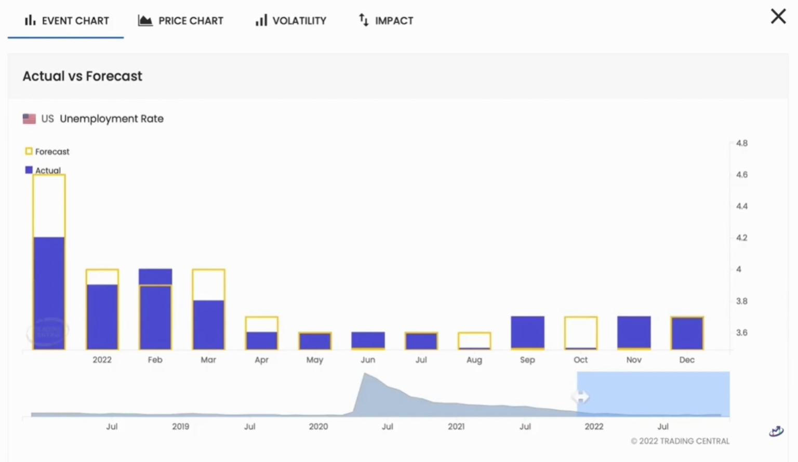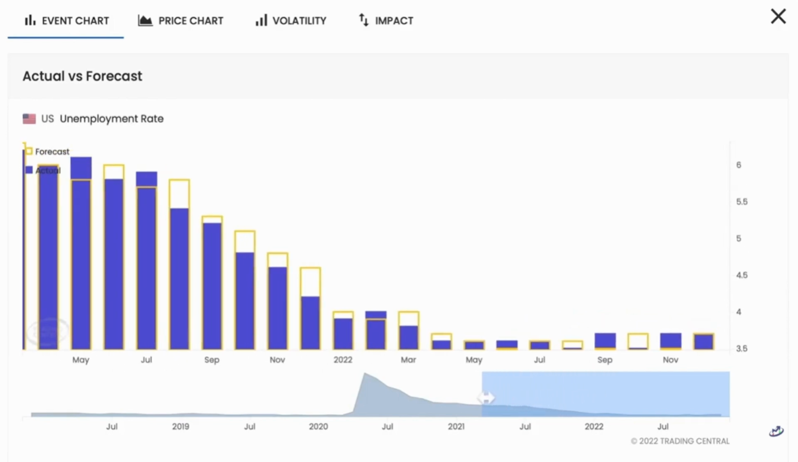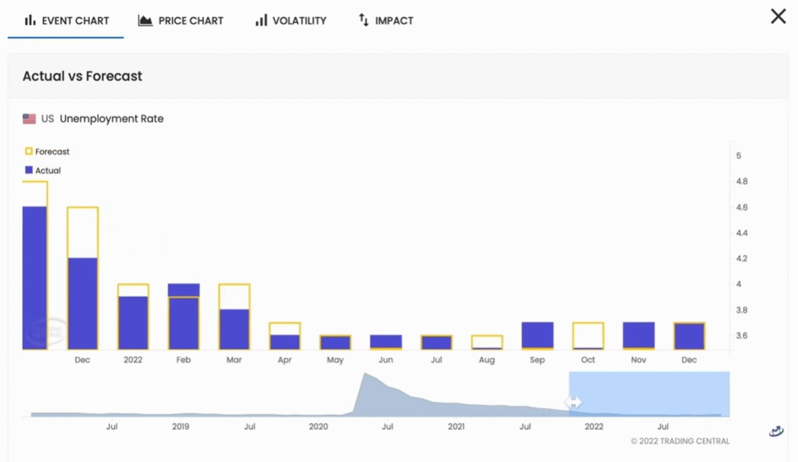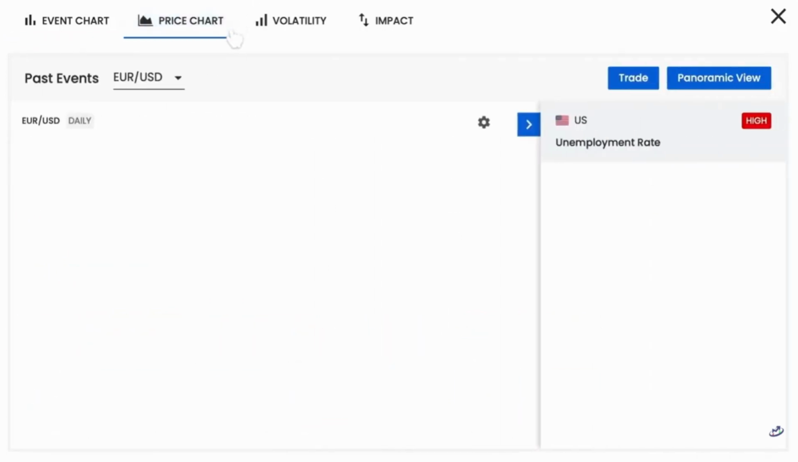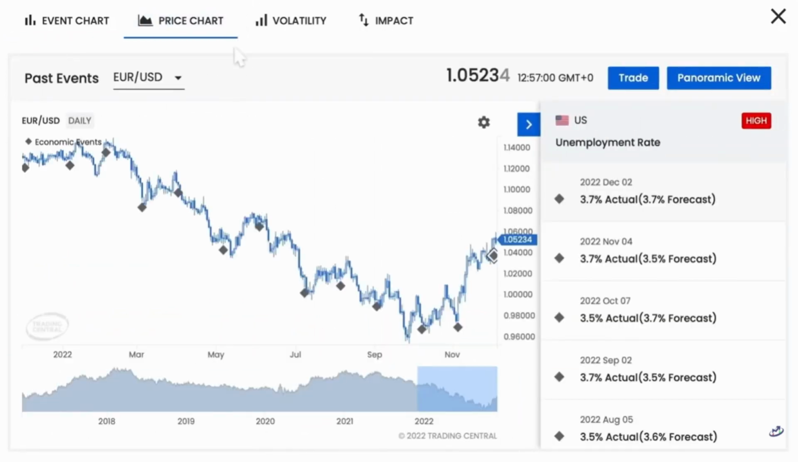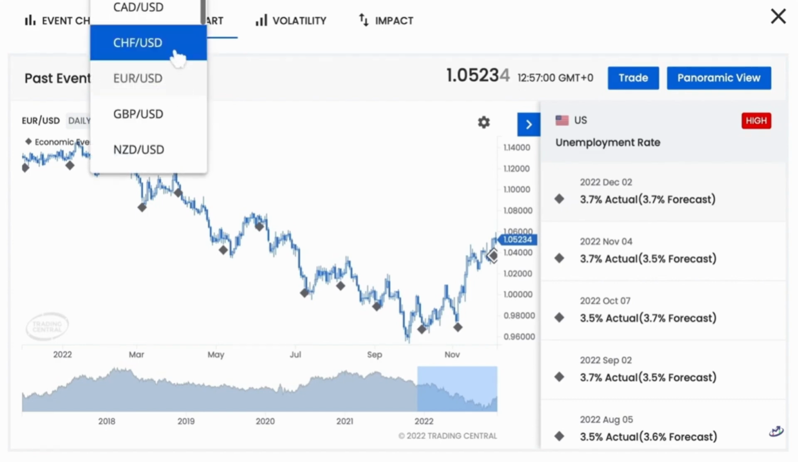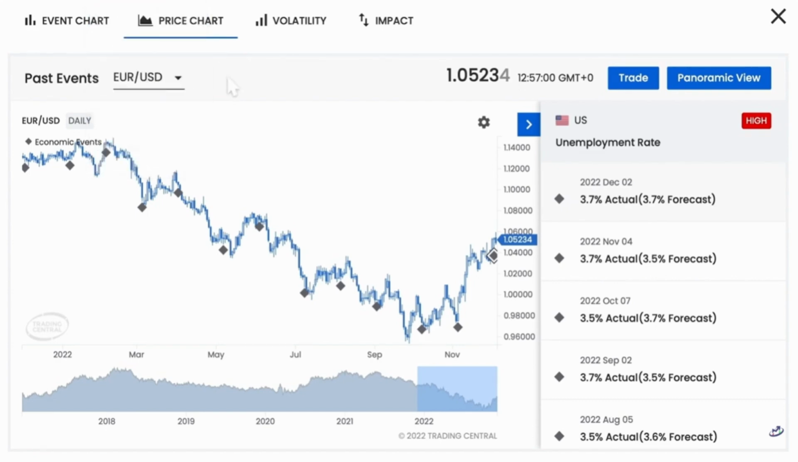Adjust the time frame by moving the blue bar at the bottom of the chart. The graph across the bottom of the chart shows the entire history of the actual results of the event. Switch to the price chart to see price performance around previous events and explore their potential relationship with the interactive charts. The chart will default to a frequently used FX pair, but you can adjust to a pair of your choice with the drop-down. A corresponding price can be seen beside it.